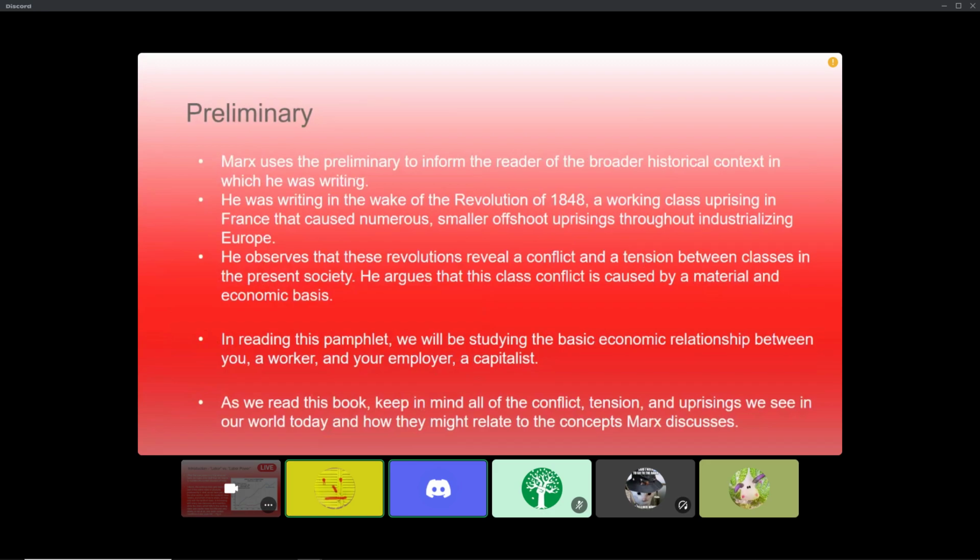And that lets us as readers 170 years later sort out which parts of this are Marx saying, yes, this is a phenomenon that occurs in capitalism and will almost always occur in capitalism, versus Marx trying to make a point because it has something to do with the fact that there were people rioting in the streets in Paris a year ago. Because he was writing in the wake of the Revolution of 1848, which was an uprising in France centered around Paris that caused numerous smaller offshoot uprisings throughout industrializing Europe.